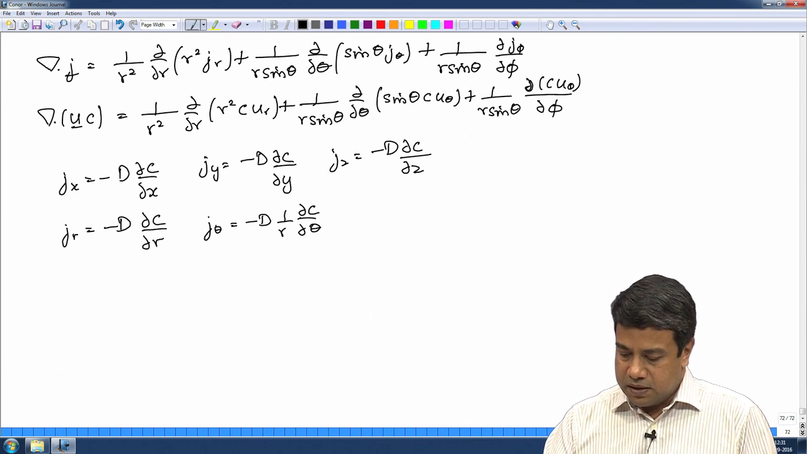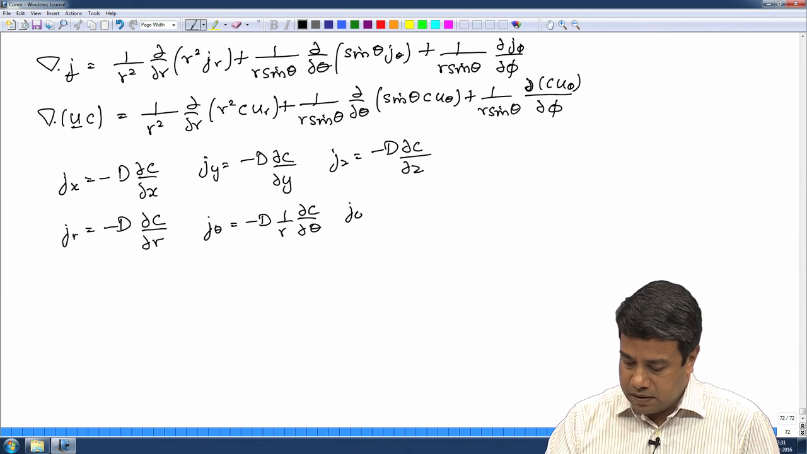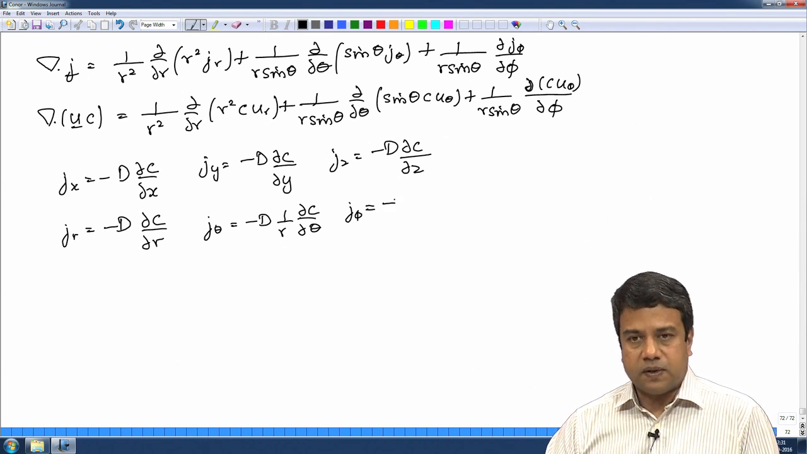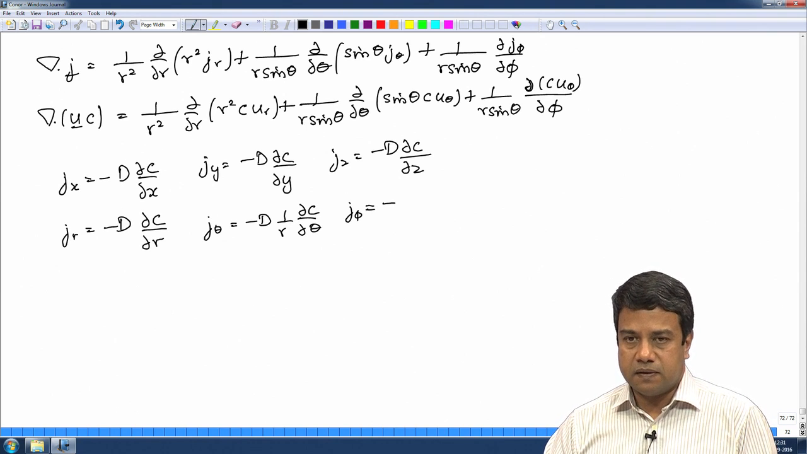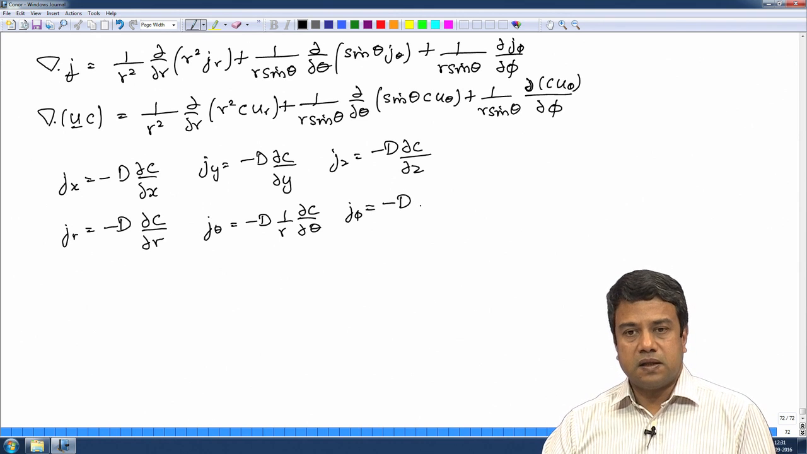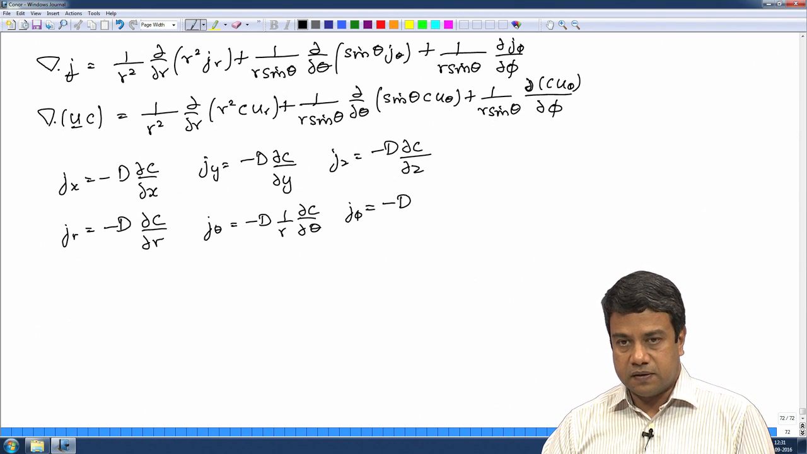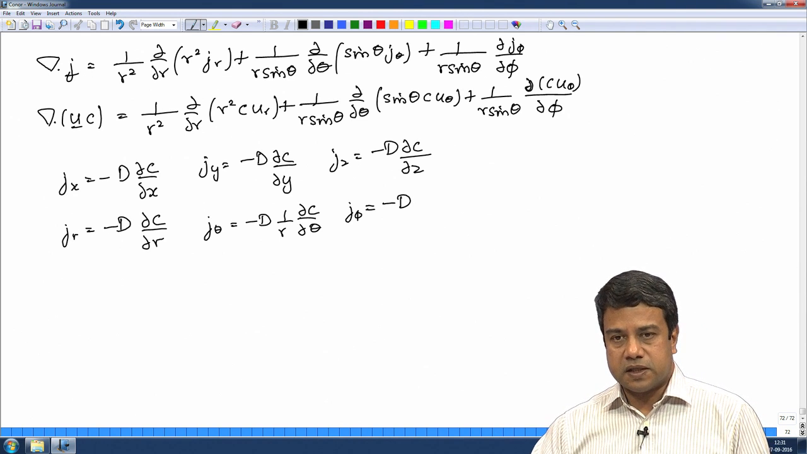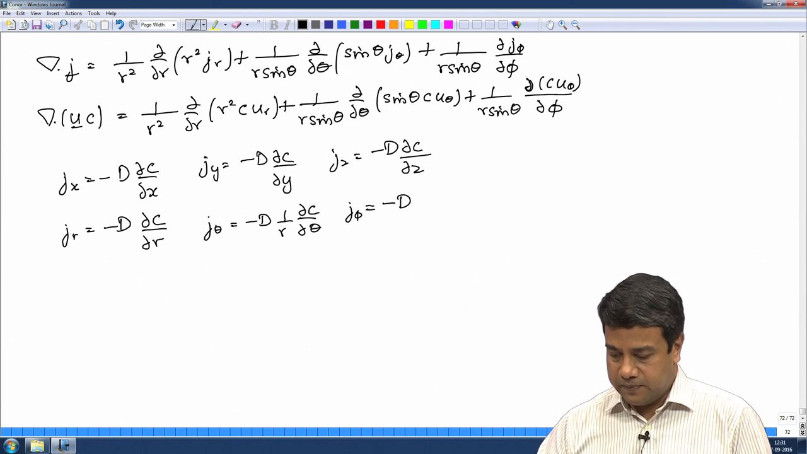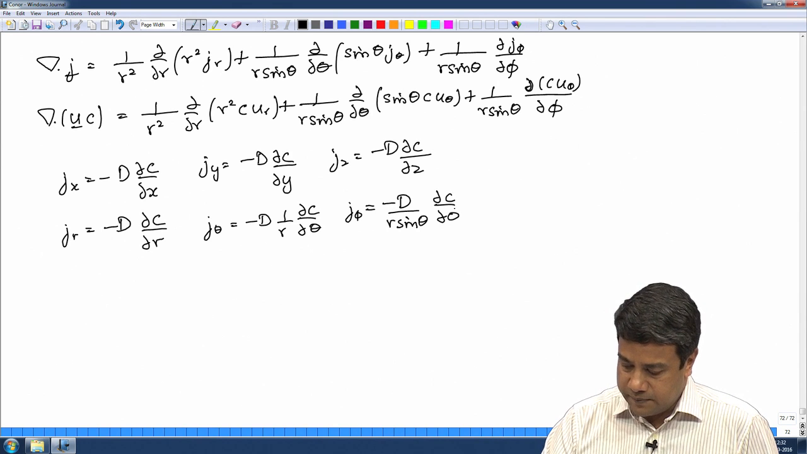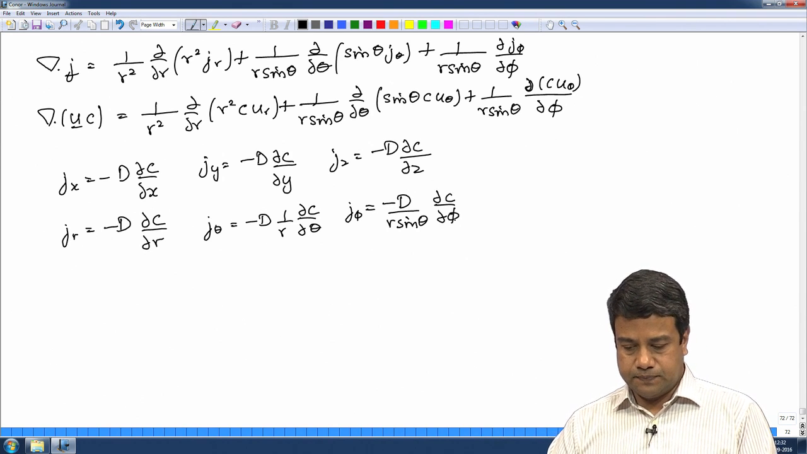Similarly, in the phi direction, when I change the phi angle from phi to phi plus delta phi, the distance moved is actually r sin theta delta phi, as I showed you. The distance moved is r sin theta delta phi, because the length of the projection is r sin theta, that times the angle. So, I will get minus d by r sin theta partial c by partial phi.